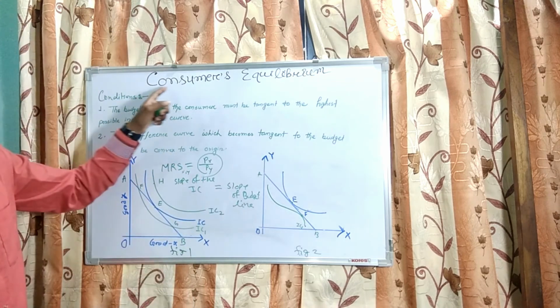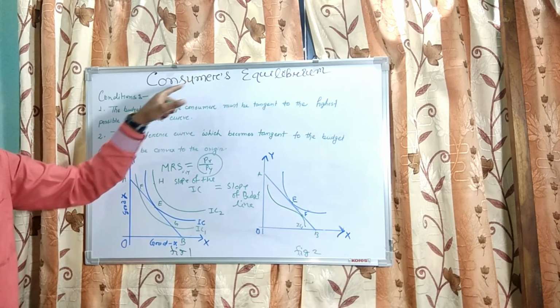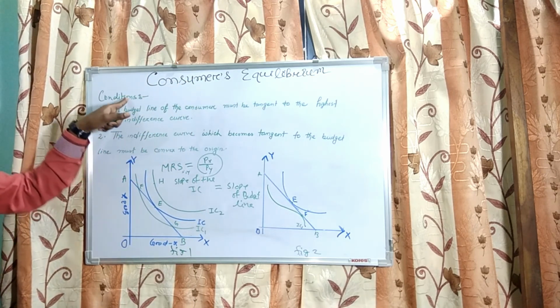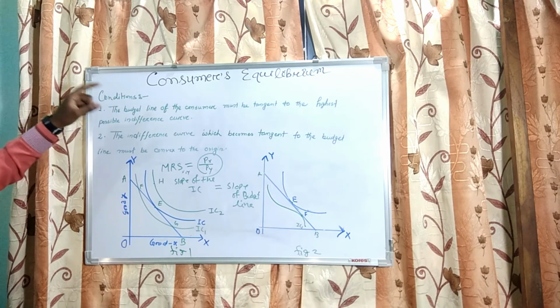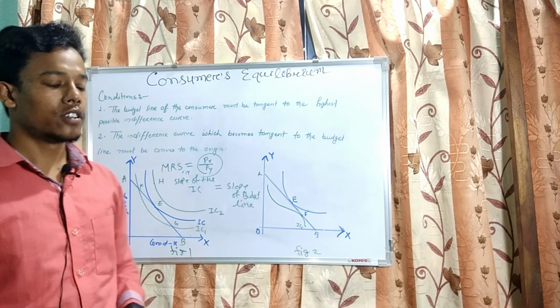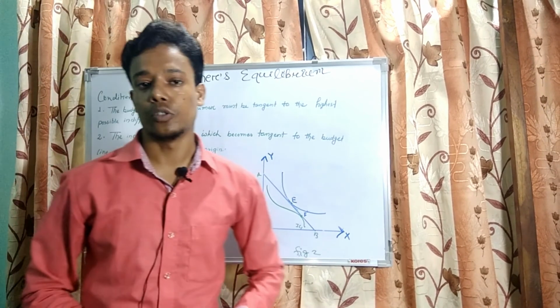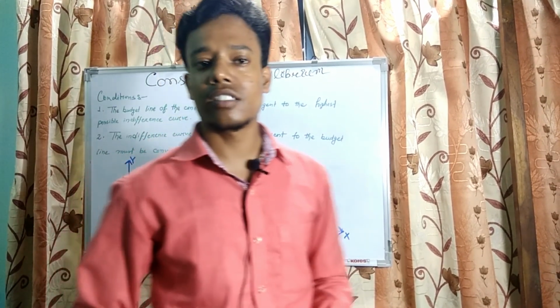So the consumer becomes equilibrium only when these two conditions are fulfilled. So this is the basic concept of consumer's equilibrium. Hopefully you will understand this concept.